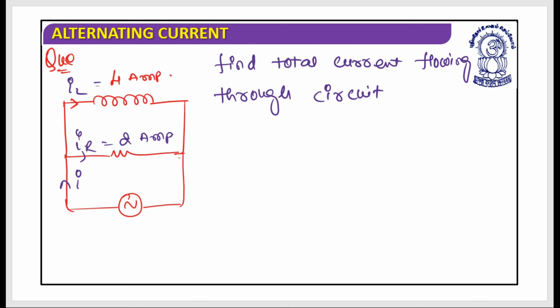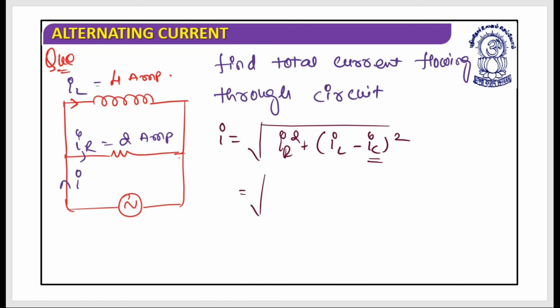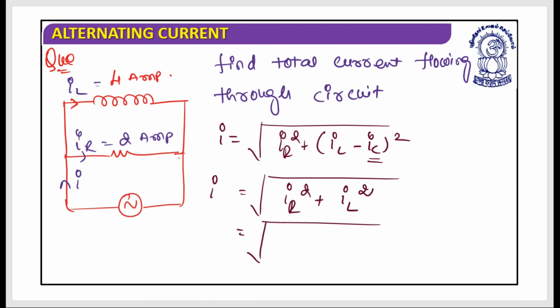From this we have the relation that I equals the square root of IR whole square plus (IL minus IC) whole square if IL is greater than IC, but here no IC is there. So this is equal to the root of IR whole square plus IL whole square. This is equal to I. From this, it is 4 plus 16. This is root of 20. That means it's 2 root 5 ampere. I hope this is clear. Is it clear? Great. Ready for one more question?